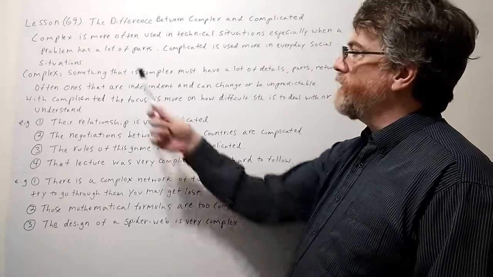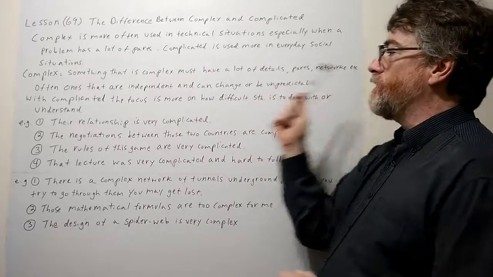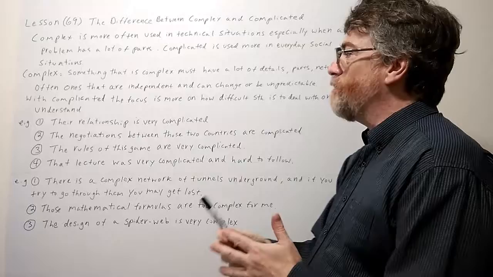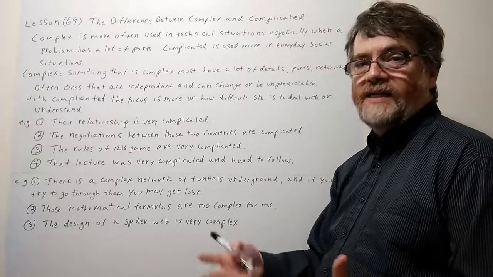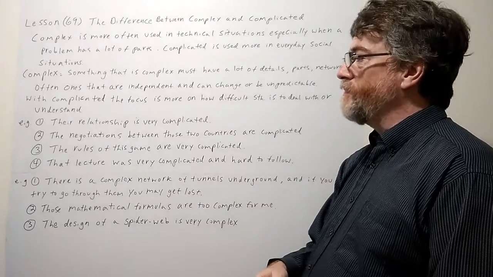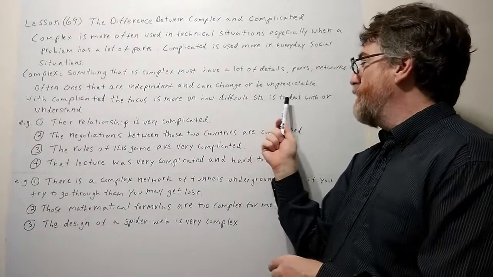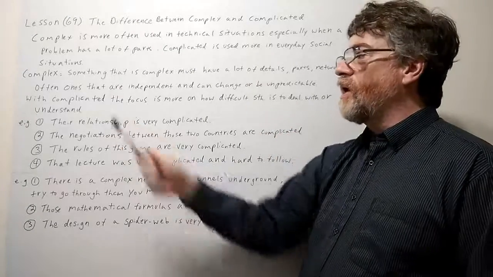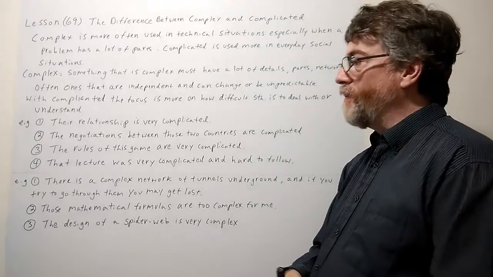Something that is complex must have a lot of details, parts, networks, etc. Often ones that are independent and can change or be unpredictable. In that sense, it makes it more complex. With complicated, the focus is more on how difficult something is to deal with or understand. So let's look at the first example.